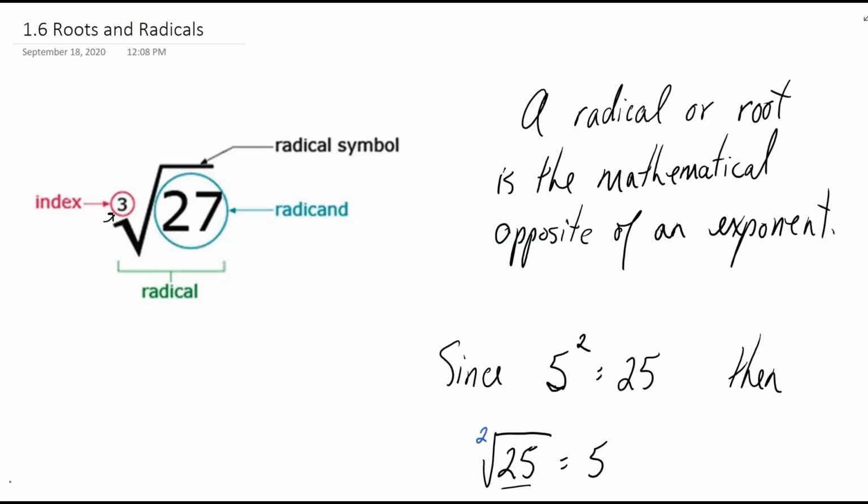And these are the symbols used for roots and radicals. You have the radical symbol. Inside the radical symbol, you have the radicand. Outside, we have an index if necessary. And if there is no index, then we assume 2, a square root. And altogether, this is called a radical. This one would be pronounced cube root of 27.